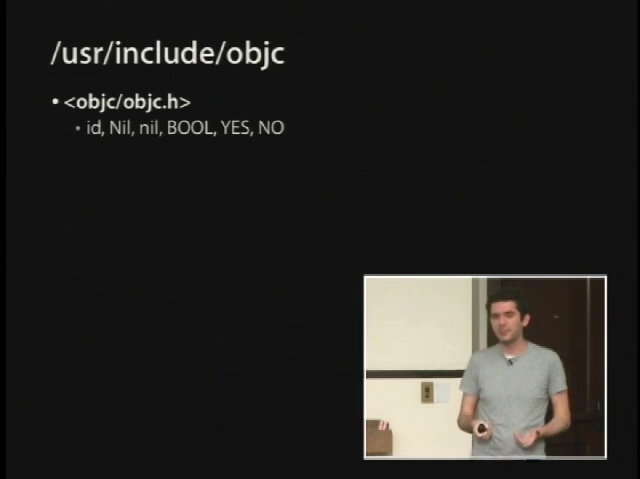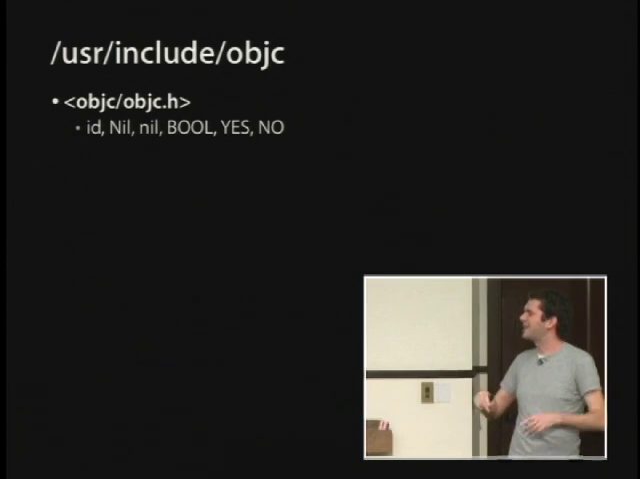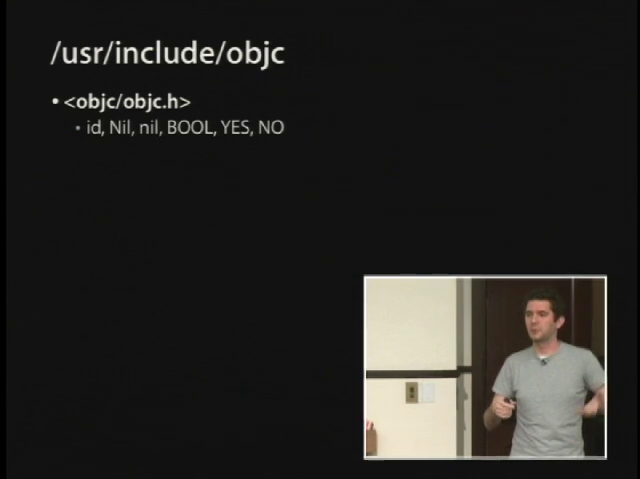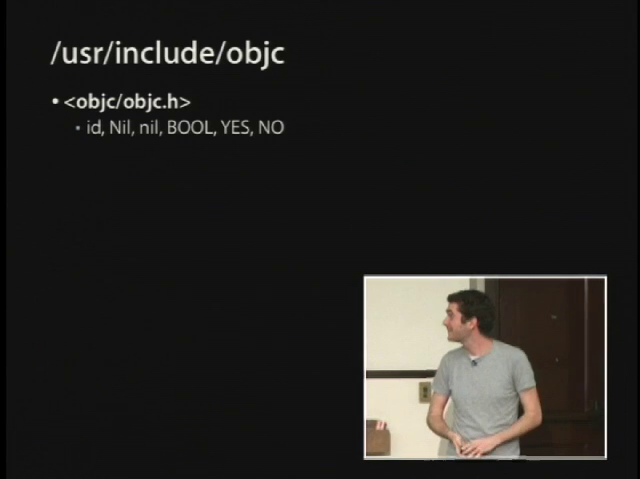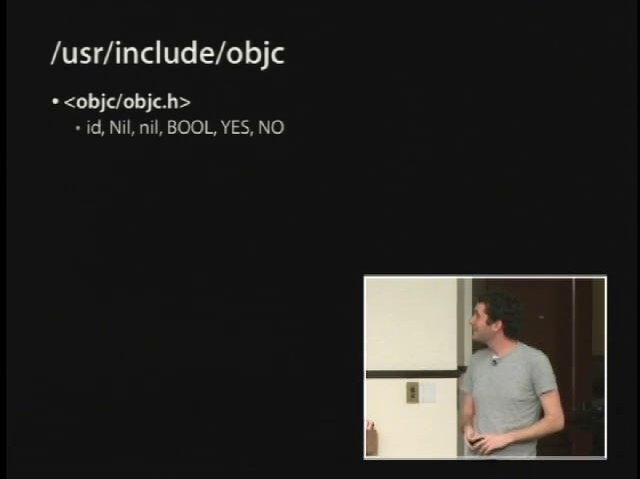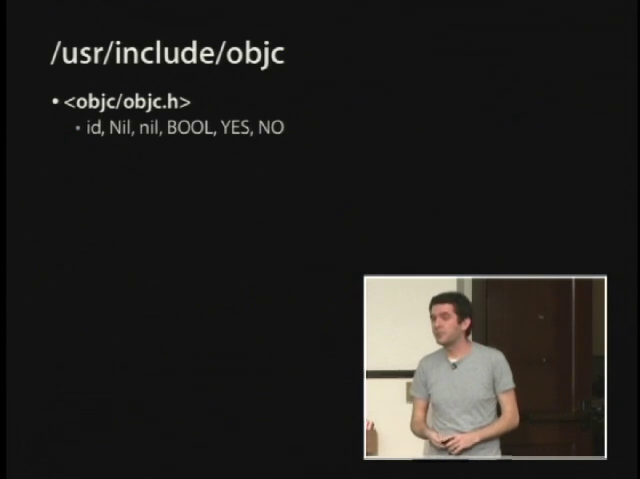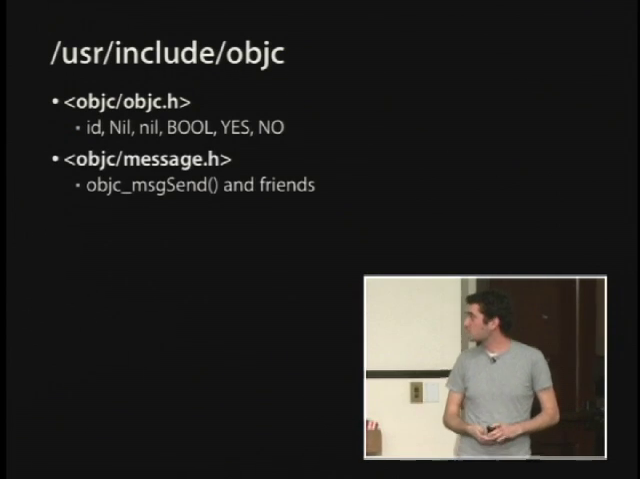objc.h is basically the Objective-C header. It defines a whole bunch of stuff that the entire objc runtime uses. id, nil. Capital Nil is nil for a class. Lowercase nil is nil for an instance. They're both 0, so fun names. BOOL, YES, NO, all that stuff is defined in that header.